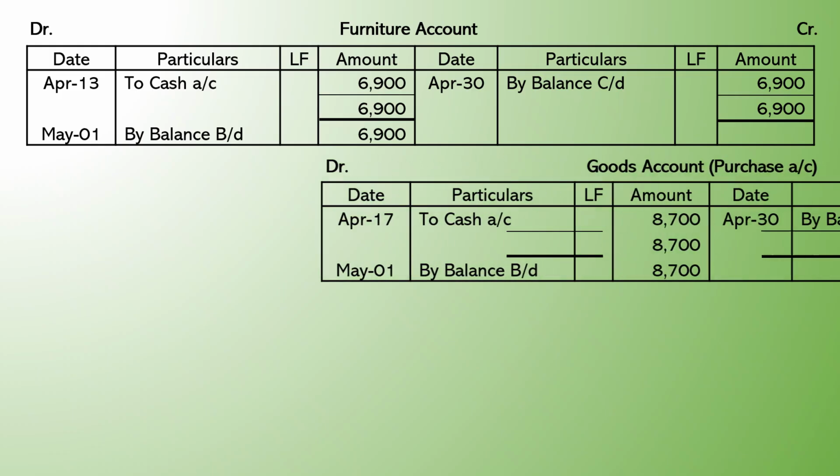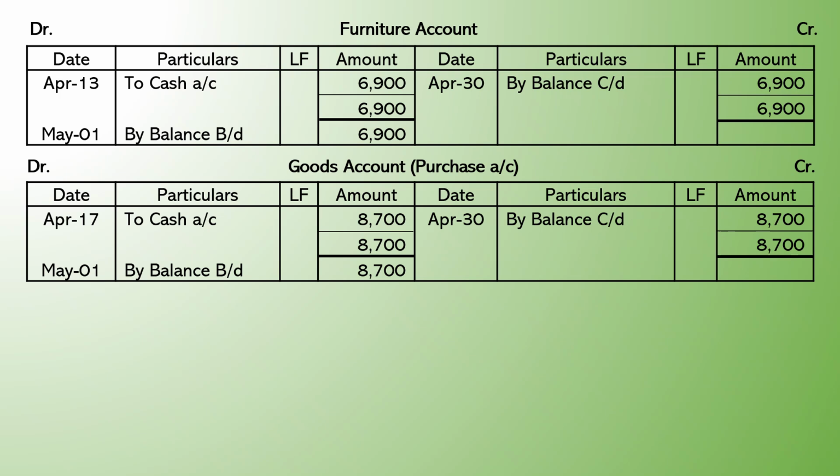For the transaction dated 17th April 2025, in the cash book, goods account appeared on the debit side. Hence, on the debit side of goods or purchases account, post the entry as to cash account for an amount of 8,700 rupees. As there is no other entry to post, total the debit side and write the difference on the credit side as balance carried down on the last date of the month, by which the total on both sides of the ledger will be equal. Thereafter, on the next date, carry down the balance with the amount to be brought down on the debit side.